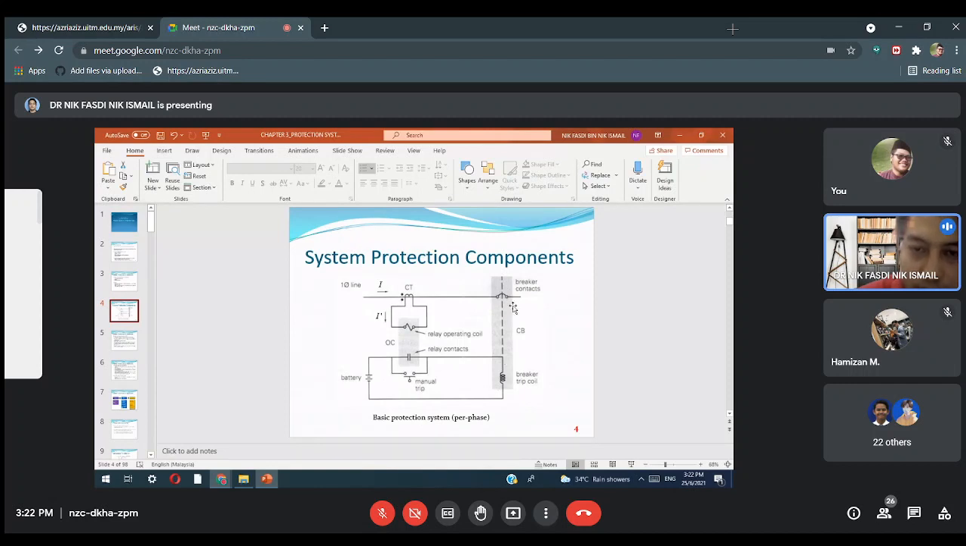Then the breaker contact will open. In normal condition, it is closed because current is allowed to flow from this area to this area. However, whenever there are faults, the breaker will open in order to isolate the fault current from going to this area. For example, this is our protection area. So this is the basic operation of the current transformer and overcurrent relay.